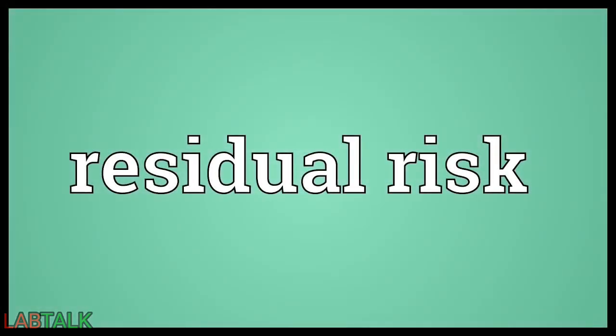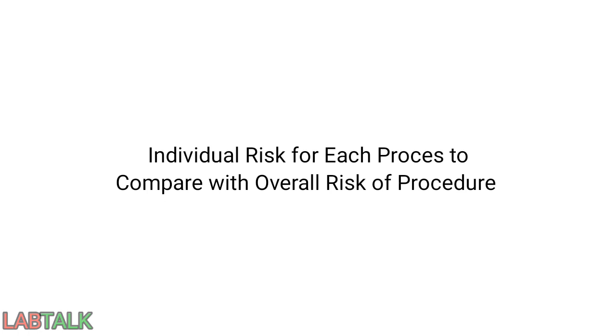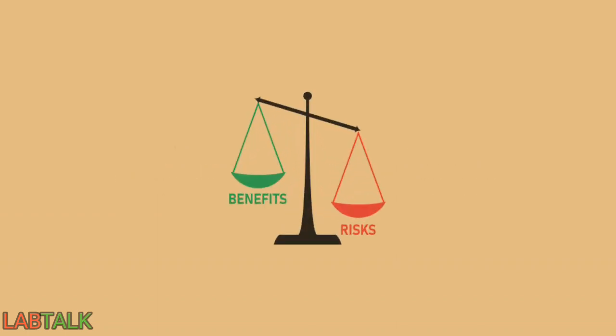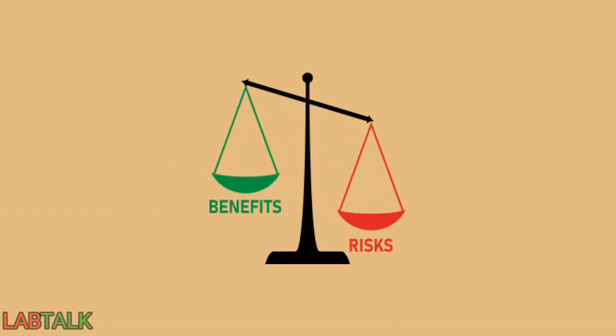So the residual risk of the individual process is to be combined with the residual risk of the overall process, and that has to be compared with the risk acceptability criteria which we have mentioned in the risk management plan. If the overall residual risk is not acceptable using the criteria established in the risk management plan, again the laboratory may conduct a risk benefit analysis. So what is risk benefit analysis?